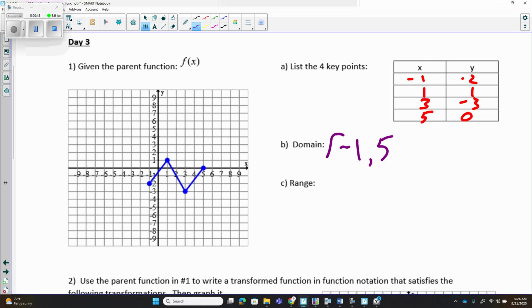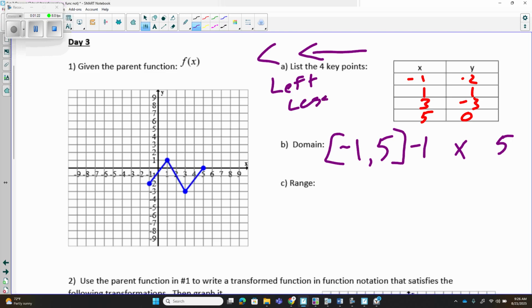Now, what's really cool is it is just brackets. Can you write this as an inequality? Yes. What letter do you have to use? X. 5 goes over here and -1 goes over here. What symbols would you use? Just so you guys know, that is pointing which way? That is pointing left. So that is a left, which is less than. Okay? So the other one would be pointing to the right, which would be greater than.